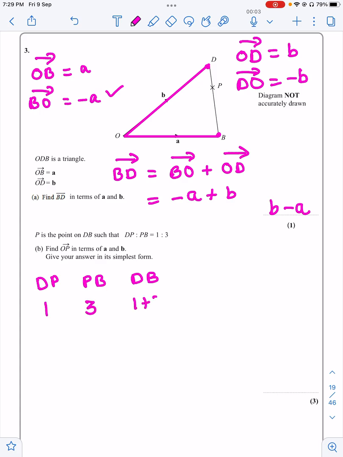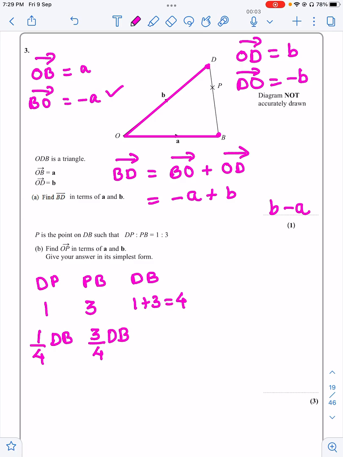Add the ratios. 1 plus 3 is equal to 4. That means if DB is a line which contains 4 parts, then DP is one part out of the 4 parts and PB is 3 parts. So I write it. DP can also be written as 1 upon 4 DB and PB can be written as 3 upon 4 DB. It is very important to understand this concept because majority of the vector sums come as a ratio. Sometimes the ratio is given to you, my dear students, and sometimes we need to find the ratio.